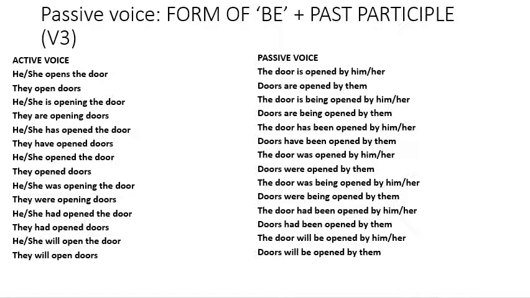So when you use passive voice, you use the form of be plus past participle, or V3 form of the verb. For example, she opens the door or he opens the door. The door is opened. That is, be plus V3 form of the verb, is opened by him or her. They open doors. Doors are opened by them.